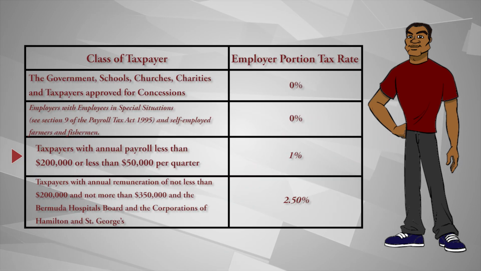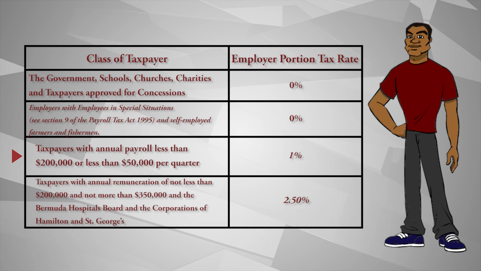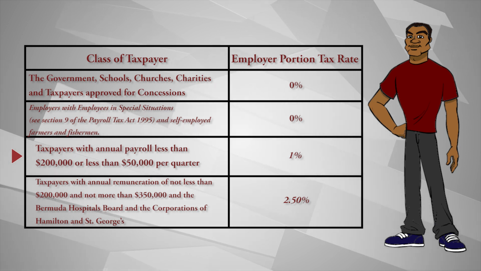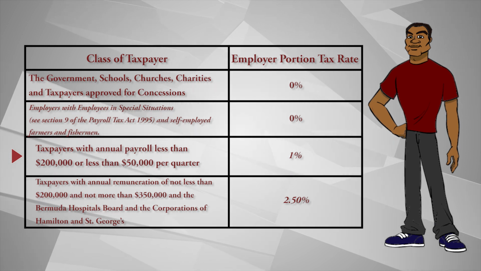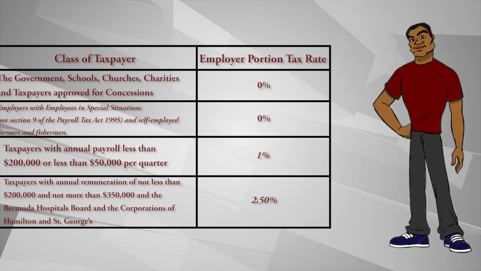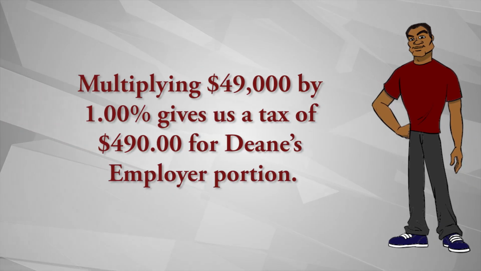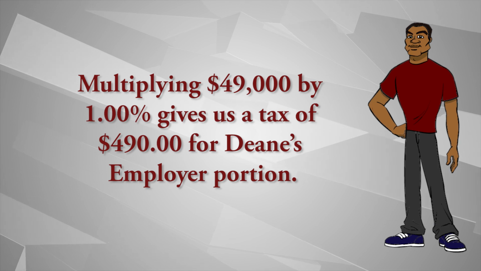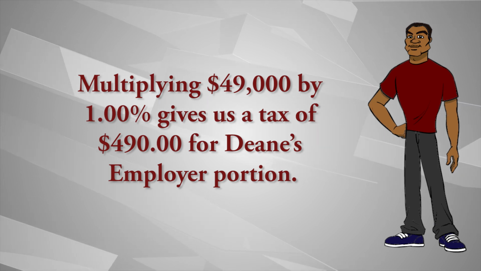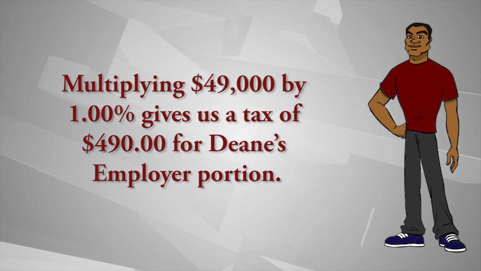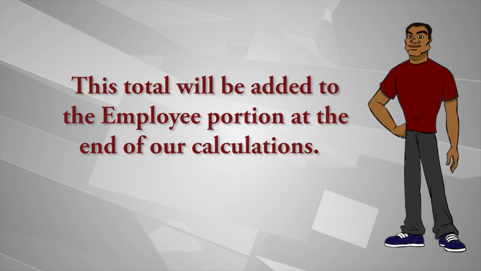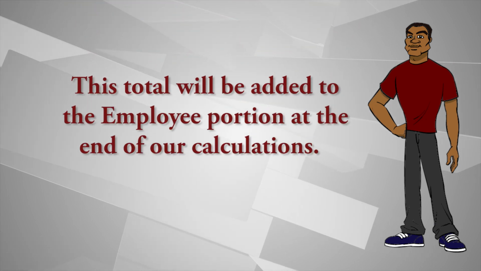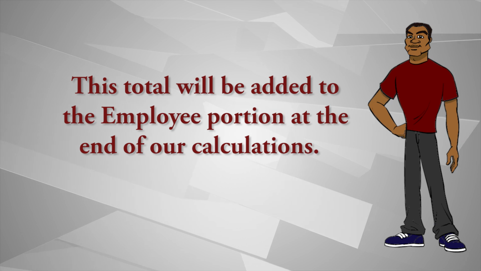Since Dean's business total remuneration for the quarter is less than $50,000, the employer portion, Part 1, will be taxed at 1%. Multiplying $49,000 by 1% gives us a tax of $490 for Dean's employer portion. This total will be added to the employee portion at the end of our calculations.